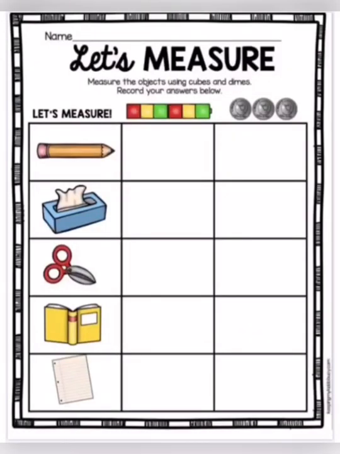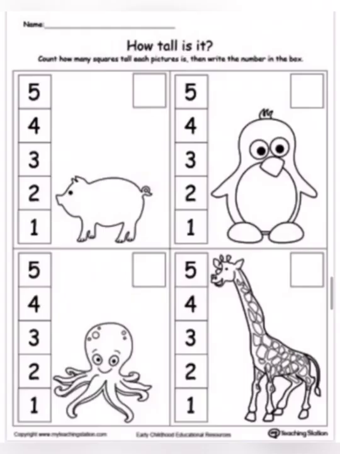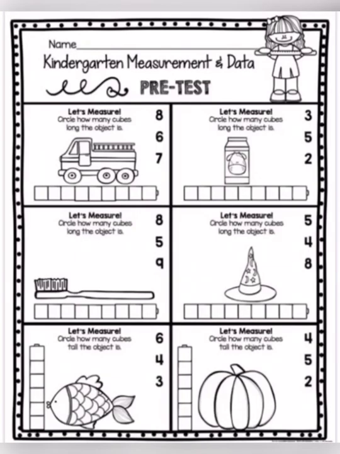Now, on this one, you will measure all of these things using real coins and cubes or Legos if you have, and then write the number on the boxes. Okay, on this picture, you will measure the height. So you're going to start from the bottom to the top, and then you're going to tell me how many you need for each animal. While for the other one here, you will measure both the height and the length.